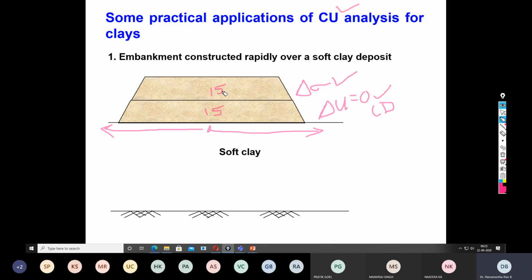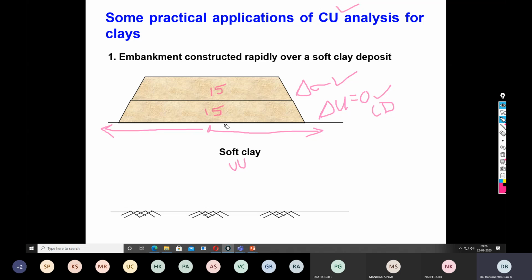Try to understand, during these 30 days, does the delta sigma remain constant? No. So the delta sigma is a variable. Whenever there is variability in the delta sigma, the kind of condition that develops within the soft clay falls typically under UU, undrained.